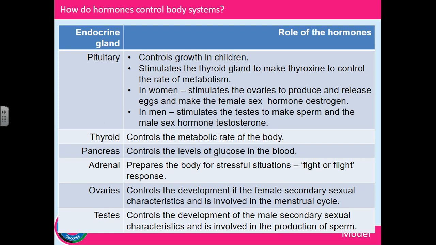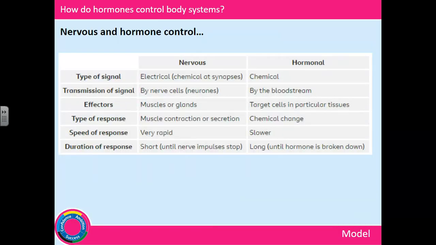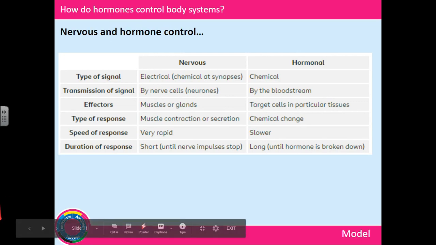So this table here shows you, again, all of the different glands in our endocrine systems and what their hormones actually do in our bodies. Now this table here is going to help you a lot in the next couple of tasks that you're going to need to do, and it tells you the differences between the nervous system and our hormonal system. So we can see here the type of signals they give out are different. So the nervous system, they are electrical, and hormone, they're chemical.